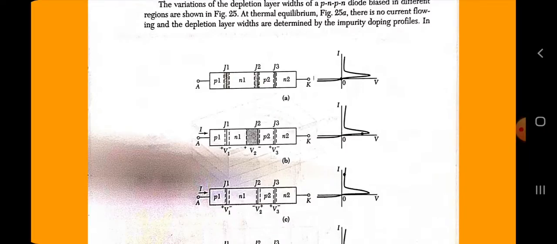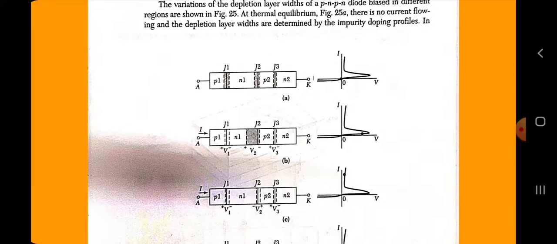At thermal equilibrium, in the first diagram, there is no current flow, and the depletion layer widths are determined by the impurity doping profiles. In the forward blocking state, in the second diagram, junctions J1 and J3 are forward biased and J2 is reverse biased. Most of the voltage drop occurs across the central junction J2.